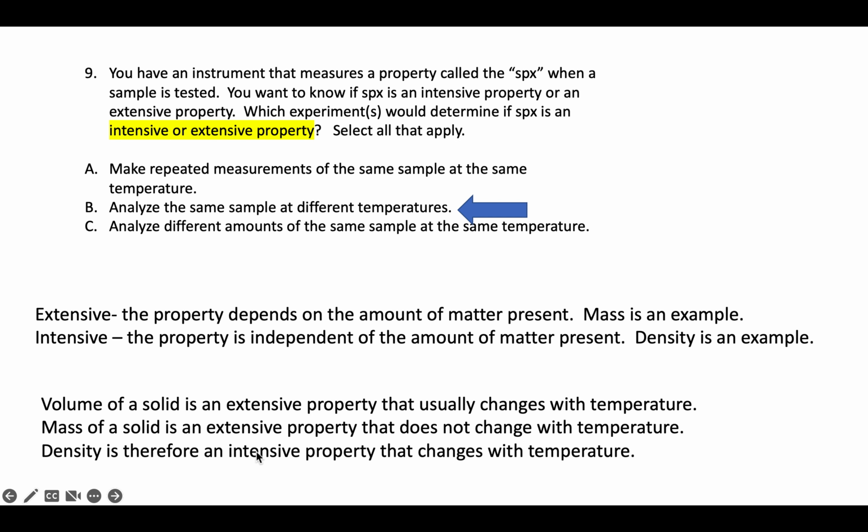Density, it turns out, is an intensive property that changes with temperature because one of these, the volume, changes, whereas the mass would not. So my point here is that we've got a combination by varying the temperature. Sometimes it might give us some change in value for the property, but that doesn't mean it's intensive or extensive.